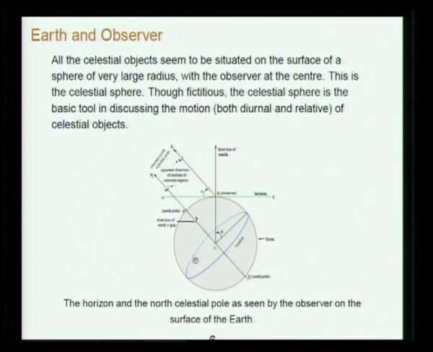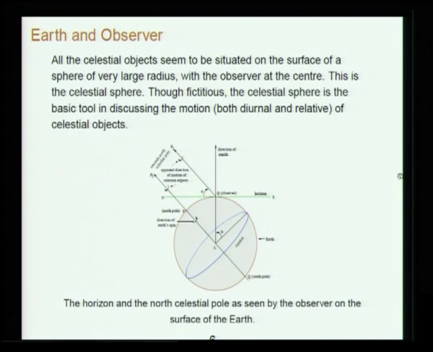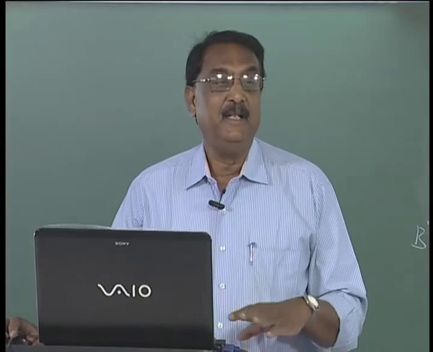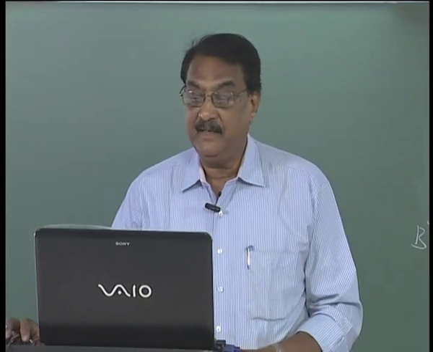In this figure, this is of course the earth, and this is the equator of the earth, and this is the observer. When he sees the sky, obviously he will see only the upper part, right, because the lower part is hidden, as the earth will obstruct him. So, only half the part of the sky he will see, this hemisphere.